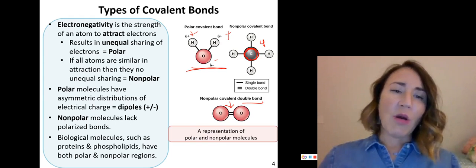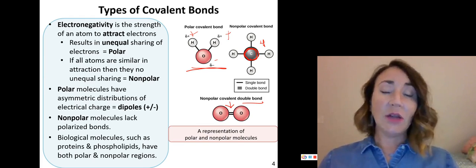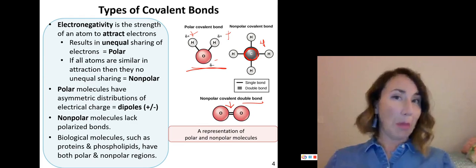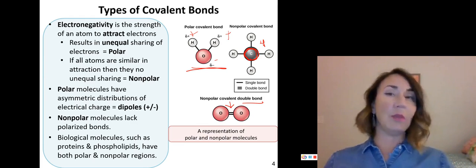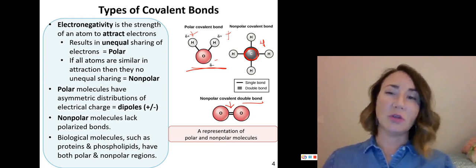Our biological molecules, such as proteins and phospholipids, are going to have polar and nonpolar regions. Later when we talk about the plasma membrane, we'll get back into this and into a term called amphipathic, meaning both polar and nonpolar components within the same structure, such as lipids.